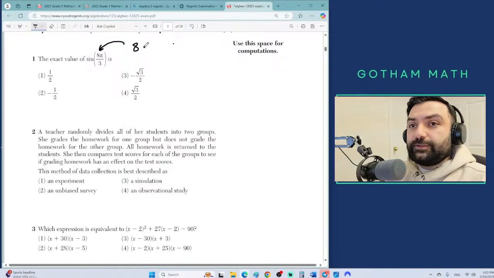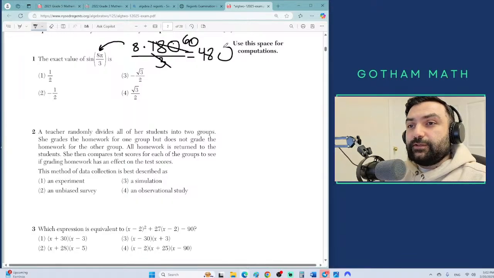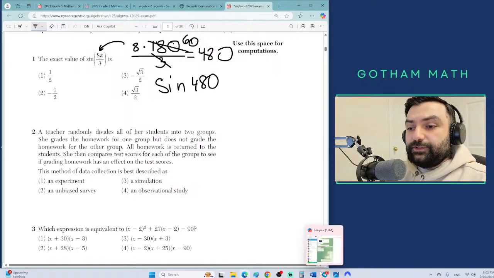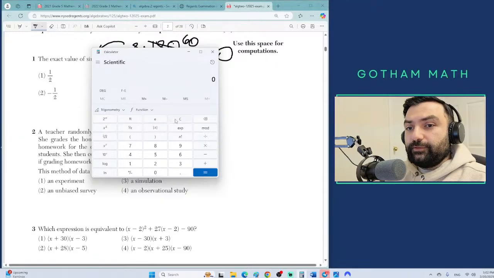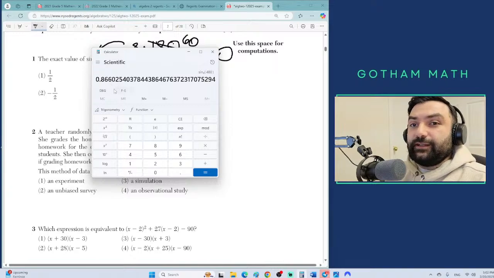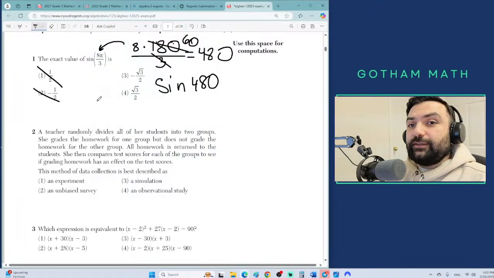The easier rule, I would say, is just substitute 180 instead of the pi, and simplify your fraction. So 3 and 180 simplify into 60, and then 8 times 60 is going to be 480. So at this moment you have sine 480. Now you can just go to the calculator, put in 480 sine, and you get 0.8866. So it's definitely not those two, and it's not negative. So the answer will be 4.